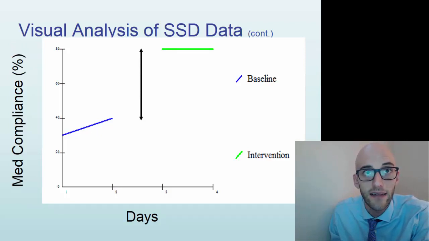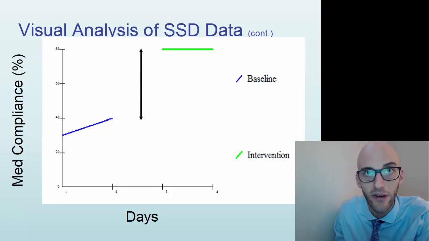So there's a difference between the client's level of medication compliance at the end of baseline, day 2, and the client's level of medication compliance during the intervention phase, starting at day 3. And this change in level between the two phases is called discontinuity. And this is positive discontinuity because the client is becoming more compliant in taking their medications. We can see there's about a 40% increase in compliance from day 2 to day 3.